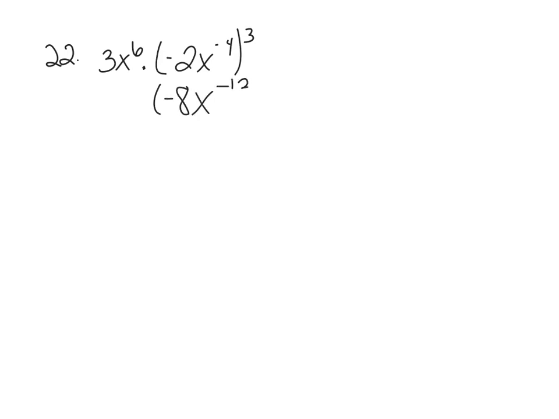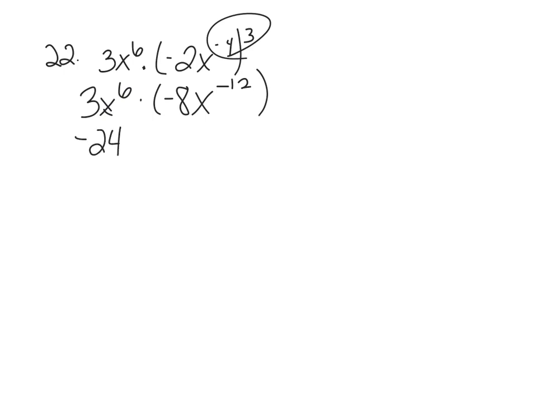And let's see, 22, 3x to the 6th times negative 2x to the negative 4th cubed. So I have to do my exponent first. So negative 2 to the 3rd is negative 8. x to the negative 12th. We multiply these exponents. Times 3x to the 6th. 3 times negative 8 is negative 24.